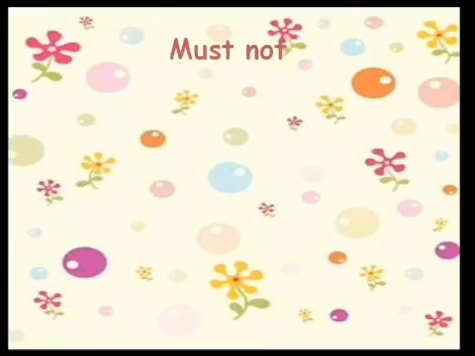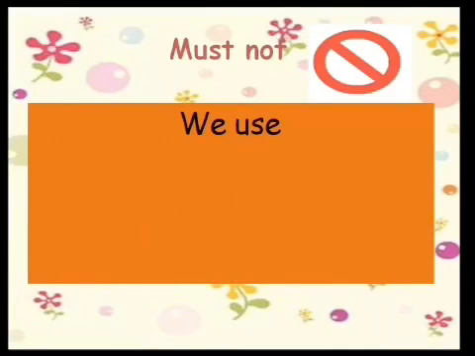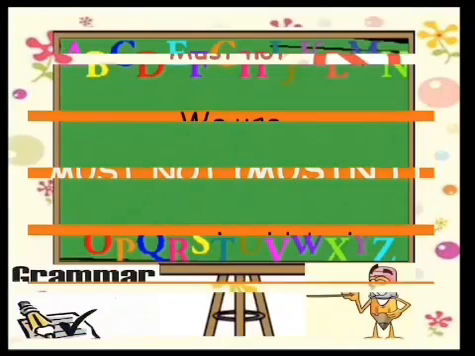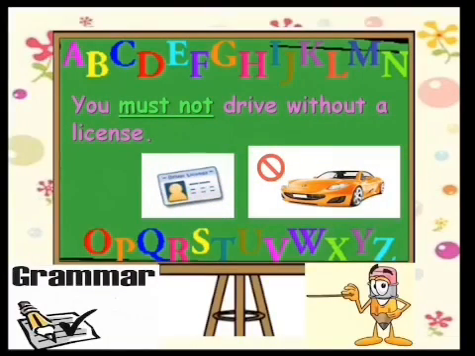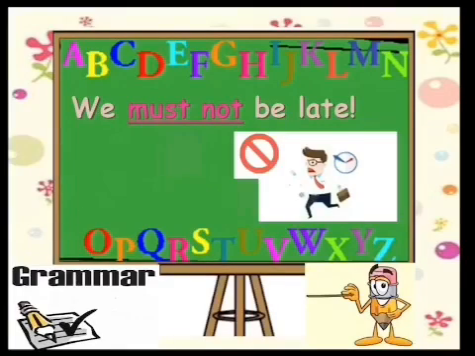And now let's move to the negative form, must not. We use must not or mustn't to talk about what a person shouldn't do. Something is not allowed. Let's have an example. You mustn't drive without a license. If I don't have this license, I must not drive. I should not drive. Let's move to another example. We must not be late. It's not allowed to go late to your work or to the school.